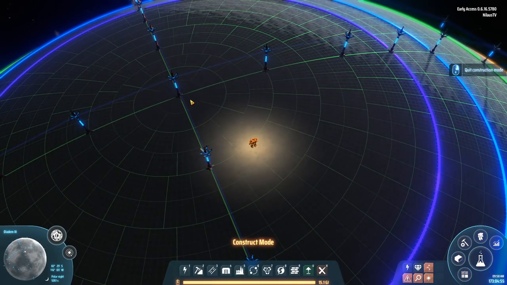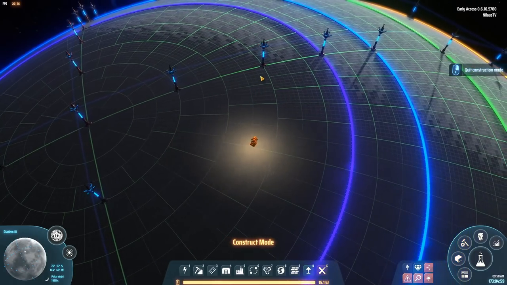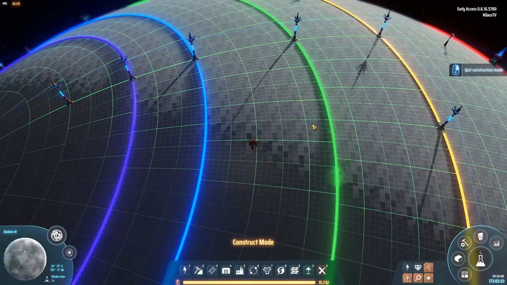So we have, in terms of squares, 1, 2, 3, 4 squares. Then we have 1, 2 squares, we have 1, 2, and then we have 3, 3, 5, 5, 10, and 16.